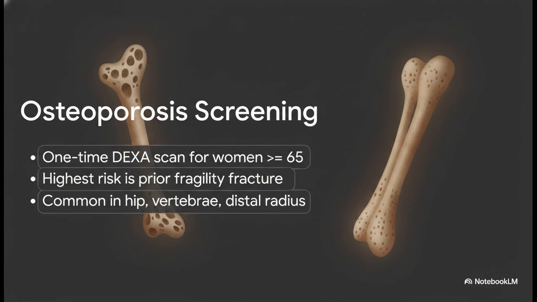Because this disease is often totally silent until a hip, vertebral, or distal radius fracture actually happens, you must do a secondary workup. Initially, evaluate them with a chemistry panel, CBC, 25-hydroxyvitamin D, and a TSH if they're symptomatic. And please remember this golden rule. The absolute highest risk factor for a future fragility fracture is a prior fragility fracture.